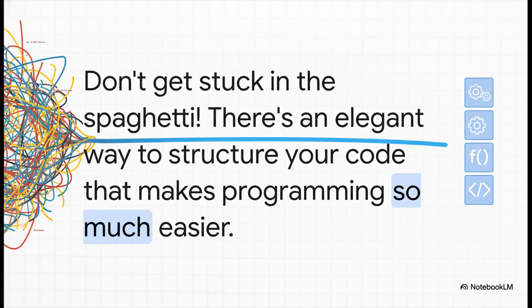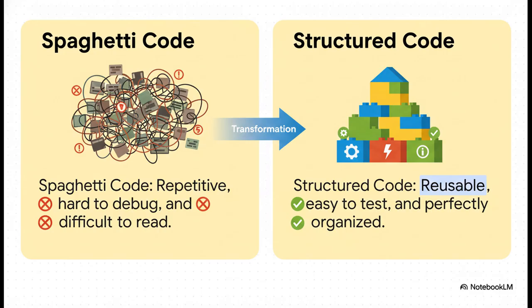There's a much more elegant way to structure your code that's going to make your life, and especially your GCSE projects, so much easier. This is the journey we want to take. We're moving from the problem on the left, that repetitive, hard-to-read spaghetti code, over to the solution on the right. Look at those words. Reusable, easy to test, clean and organized. This is the goal, and the tool that's going to get us there is the subprogram.